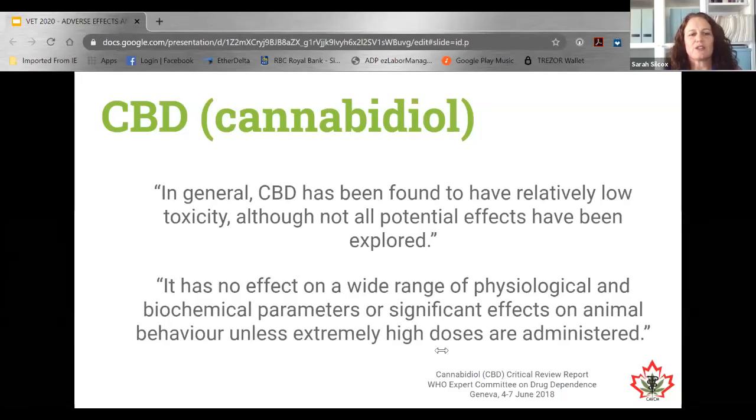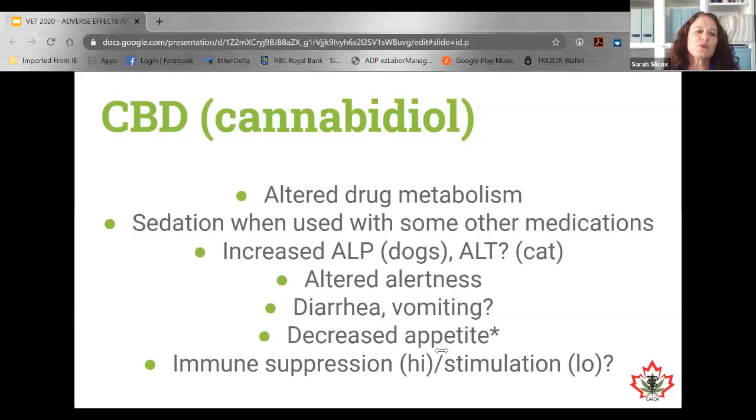So those are extremely high doses, which again raises a question, why did I include it in this talk? Well, we know it can alter drug metabolism through its action as a cytochrome P450 inhibitor. We have witnessed increased sedation when it's used with some other medications. And in published studies, side effects have been reported, including sedation, increased ALP in dogs. There was one cat that had an elevated ALT, so we're not sure if that's significant yet or not. Altered alertness, vomiting and diarrhea, changes in appetite. Although many clients report seeing an improved appetite while using CBD, that's probably due to overall improvement in well-being.